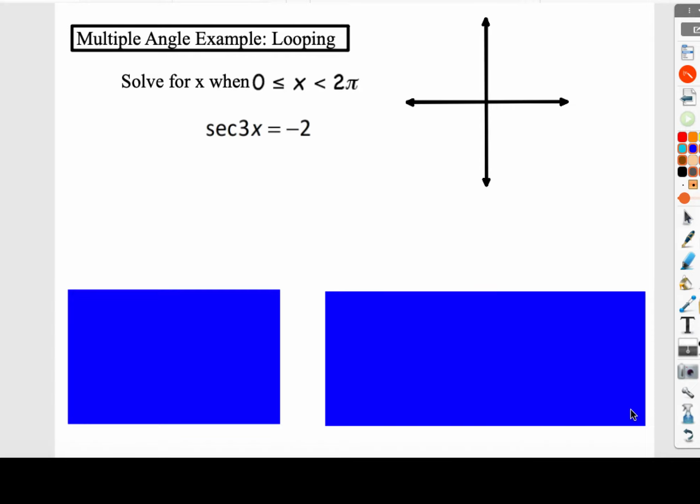All right, this video is going to talk about solving trigonometric equations when we're dealing with what I like to call looping, when we're dealing with a multiple angle. Noticing here we've got the secant of 3x, so no longer just x, like we've solved most of our equations probably up to this point. I'm going to take those parentheses off just because they get in the way a little bit there.